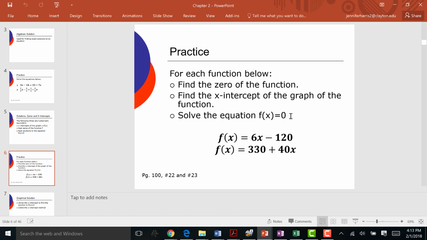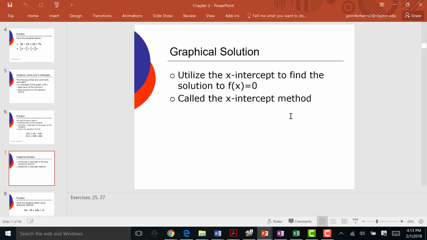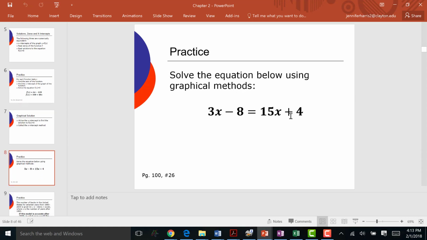Okay? All righty, so let's see what the next slide says. Utilize the x-intercept to find the solution to the function f of x equals 0. This is for graphing. So we're going to go to the graphing tool and see if we can do this using the graphical method. The next slide is going to take us to Desmos. Ready? I need you to go to Desmos and type that in for me, please.